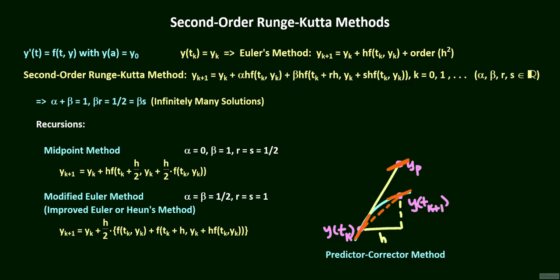The error for both these methods is of order h cubed, since they are both based on a second-order Taylor series approximation.